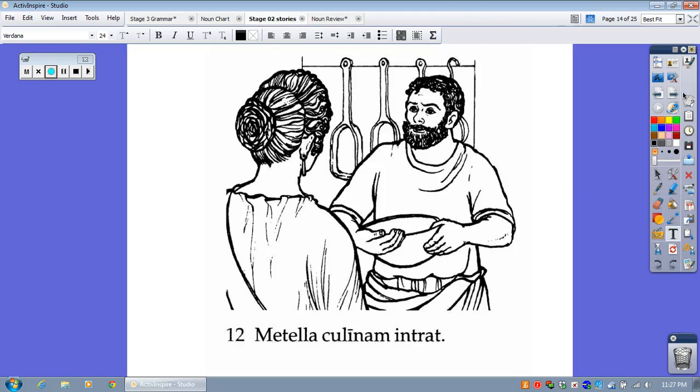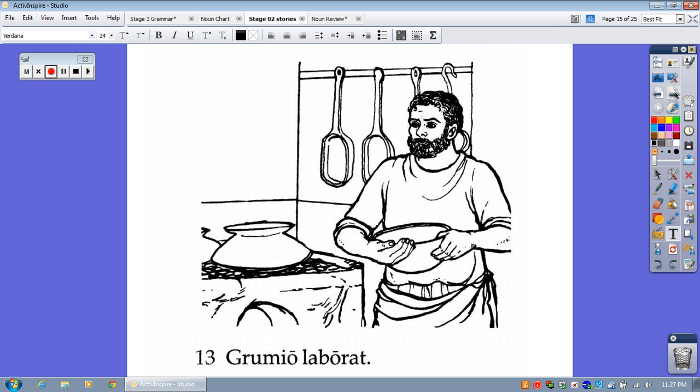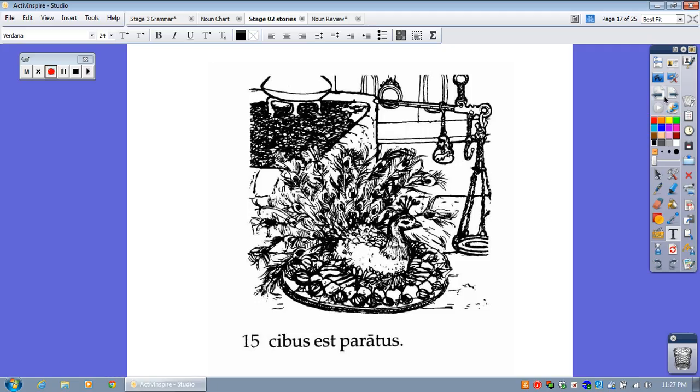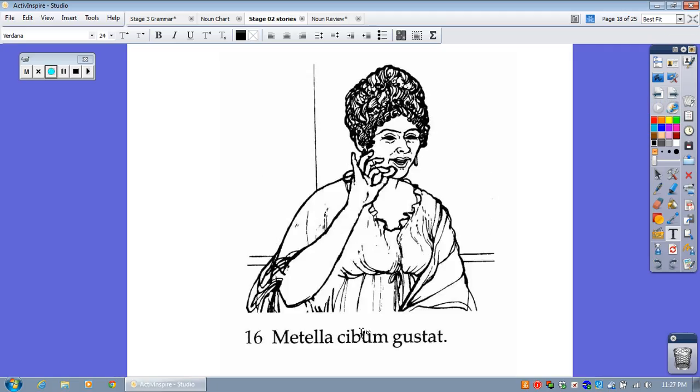So there we go. Grumio laborat. Grumio is working. Metella Grumionem spectat. Oh, Metella is watching Grumio with a knife and a fish. Look at that look on her face. Yeah, he looks worried. And then, cibus paratus est. The food is prepared. Now, we have cibus here, and then in the next sentence, Metella cibum gustat. So it changed from cibus to cibum, being used here as the accusative, direct object. Metella tastes the food.